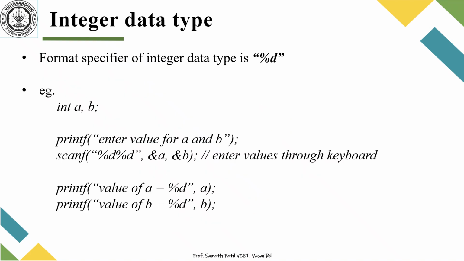Here is one more example for format specifier. Suppose I declare int a comma b as two integer variables. Using a printf statement, I will ask the user to enter values for a and b. And there is one more function, that is scanf, to read those values. So the entered values will be read using the %d format specifier for a and b. And using these two printf statements, the values will be printed.